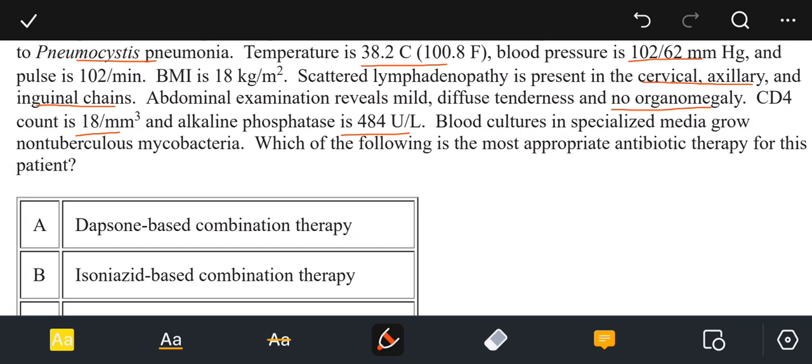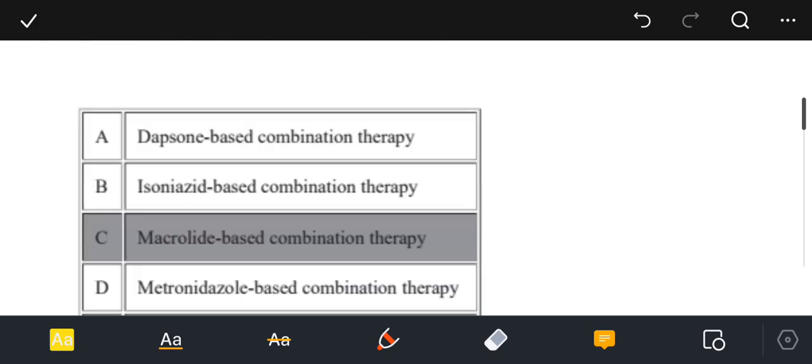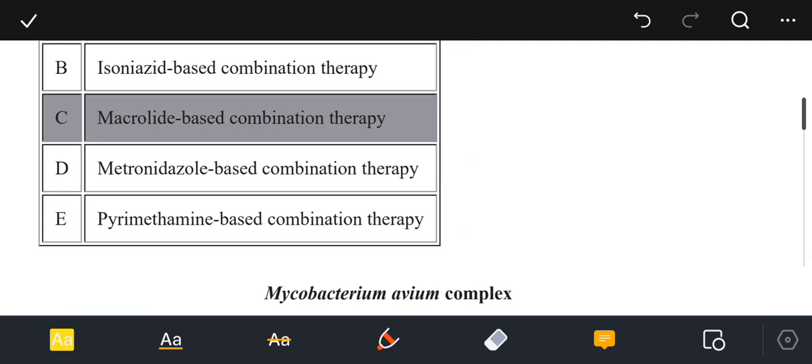The blood culture in specialized media grows non-tuberculous mycobacteria. Which of the following is the most appropriate antibiotic therapy for this patient? And the answer is option C, that is macrolide-based combination therapy.